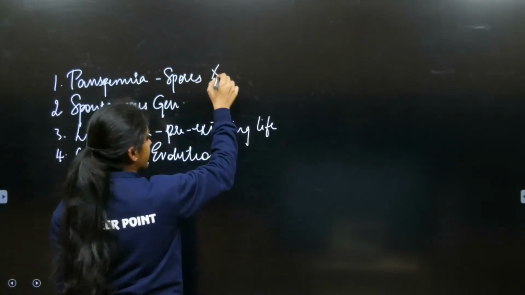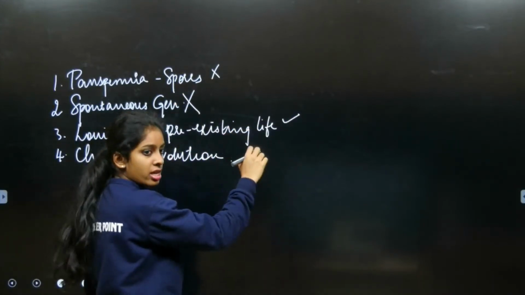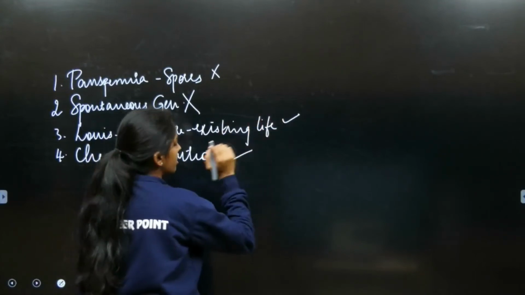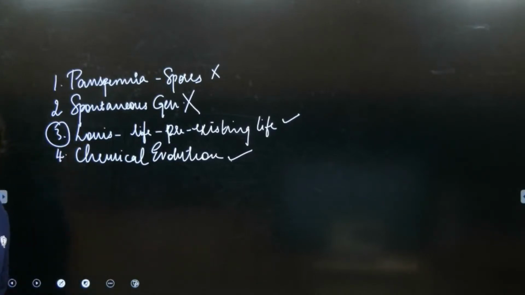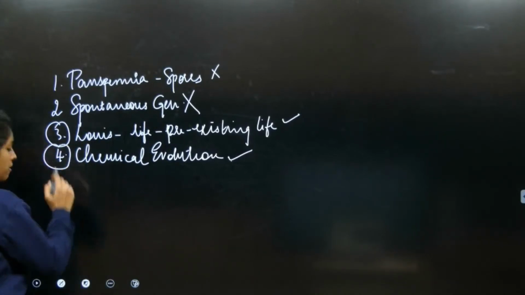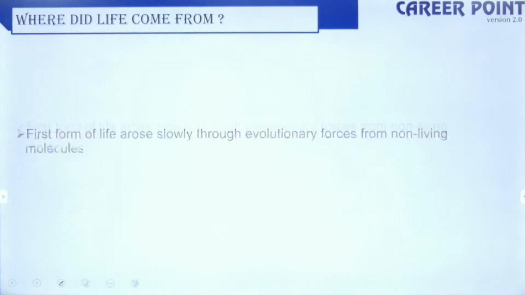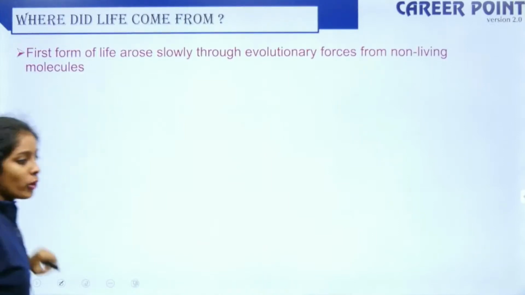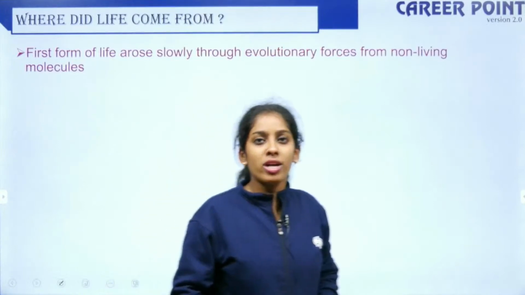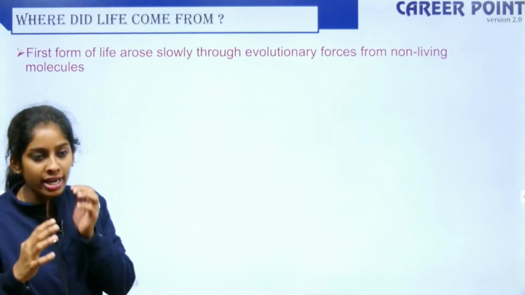So this was not widely accepted, this was widely rejected, this was accepted and this supported this, because this answered a different question. So Louis Pasteur's theory of life coming from pre-existing life was accepted, as well as chemical evolution. Alright. So the first form of life arose slowly from evolutionary forces from non-living molecules. So we accepted chemical evolution, right? So what is chemical evolution? You had the formation of diverse organic molecules from inorganic constituents.